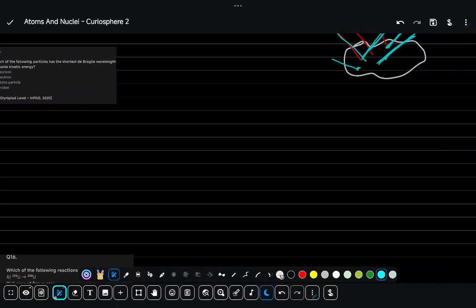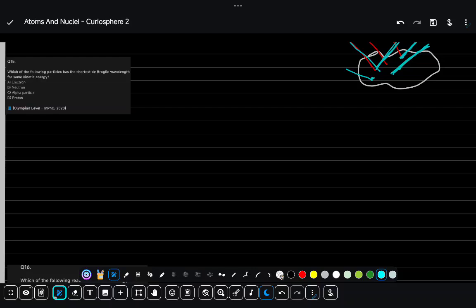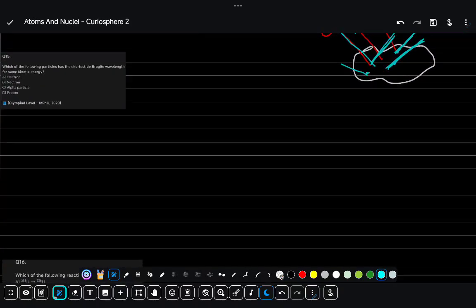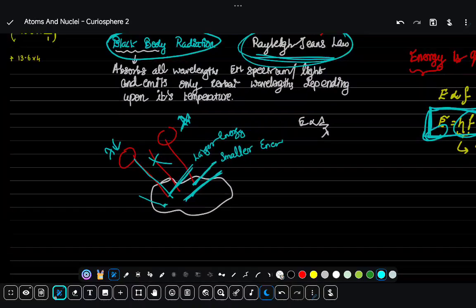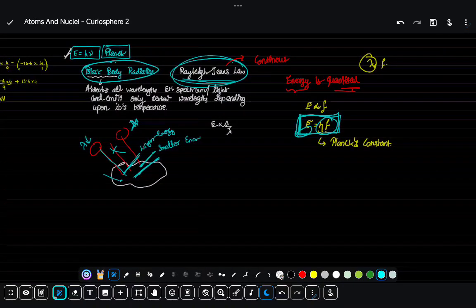Okay, so now let us move on to the 15th question. Which of the following has the shortest de Broglie wavelength for the same kinetic energy? I told you Planck's theories will be useful for further topics. Now it is being used for de Broglie wavelength, right?